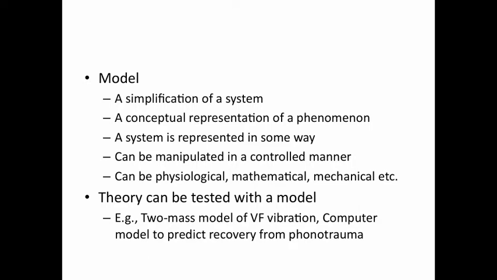A theory can be tested. A theory can be changed based on the data that we have. A model is a simplification of a system. It helps us understand a phenomenon that we want to study. The key thing is it can be manipulated in a very controlled manner, and you can test a theory with a model.